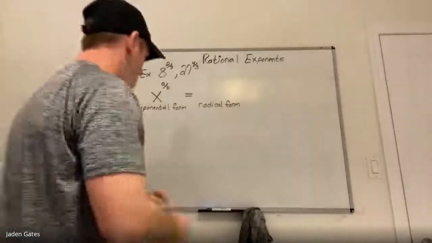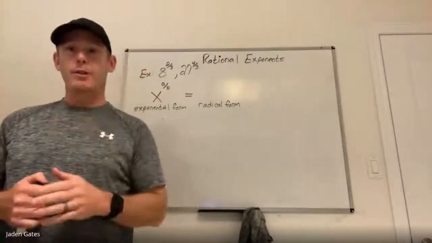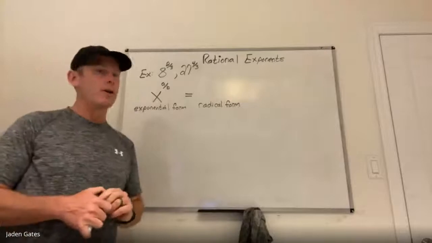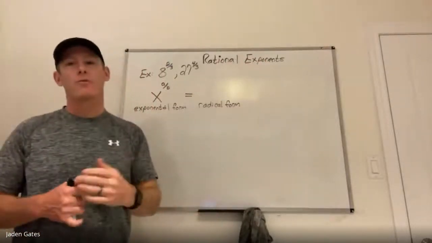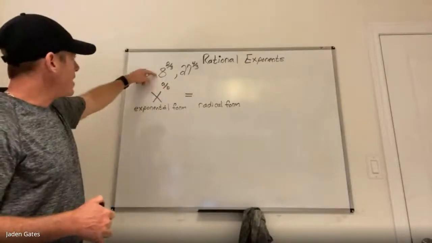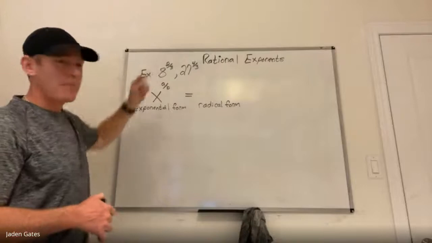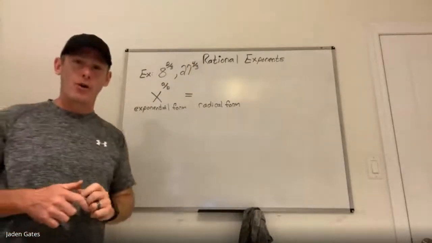All right, so we're continuing on with powers and exponents. This time, this is a little different. There's no review here. What we're dealing with is rational exponents. Rational refers to a fraction. Examples of that would be something like 8 to the power of 2/3 or 27 to the power of 4/3.